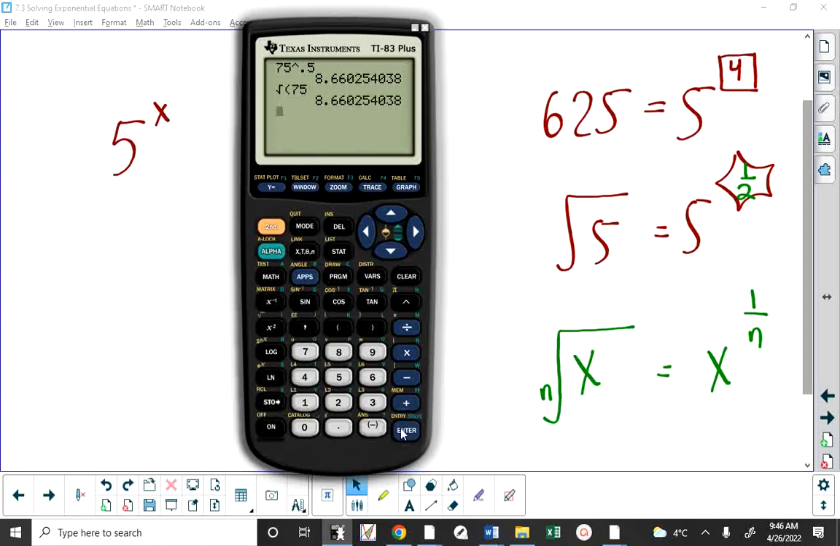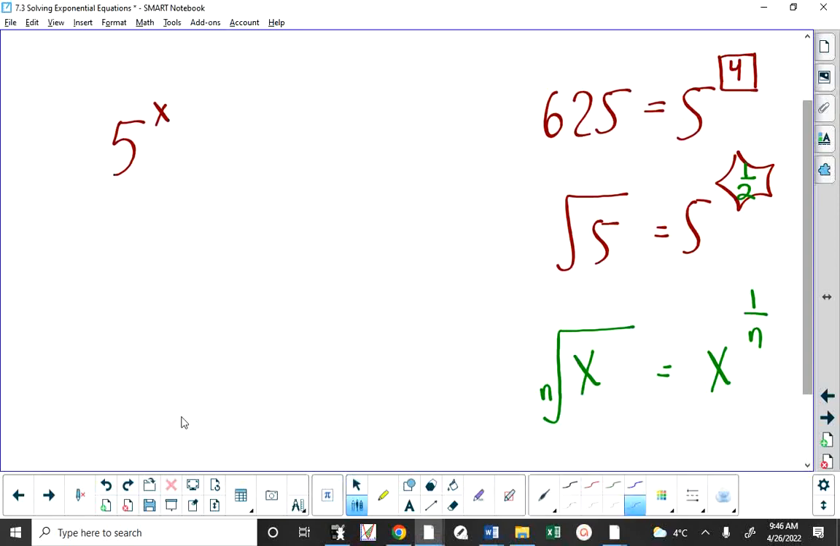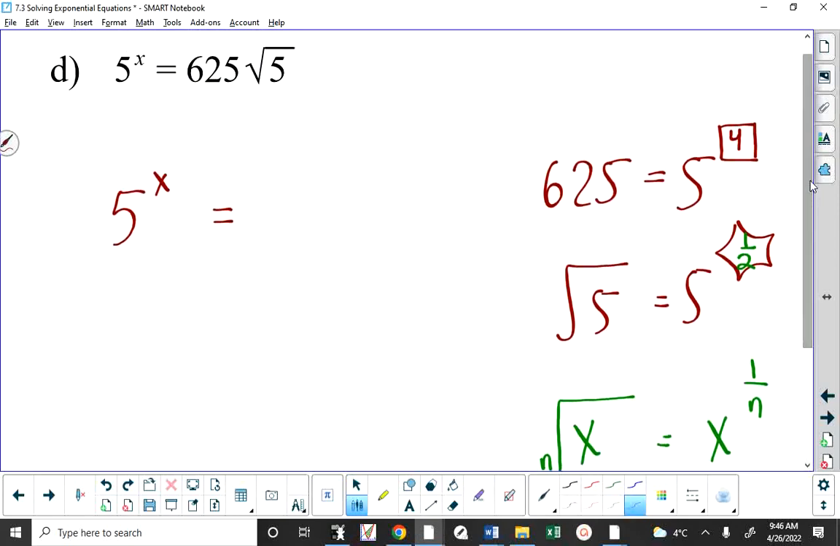So what we're going to do is rewrite this equation as 5 to the x is equal to, let me scroll up to see what we had. 625 is 5 raised to the 4. Root 5 is 5 raised to the half. Now, we're relying a lot on our exponent laws. If I had, I'll just pick numbers, p squared times p to the 3, that's p to the 5. We add the exponents.